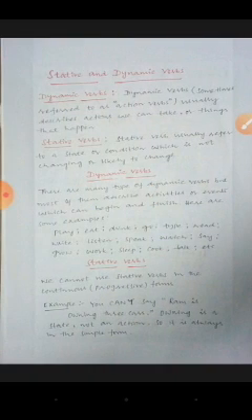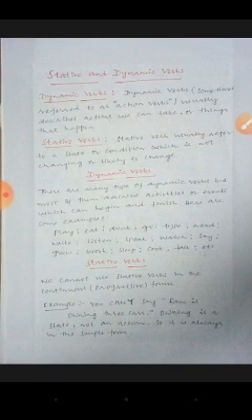Now, let us discuss stative and dynamic verbs. What do you mean by stative and dynamic verbs? Dynamic verbs, sometimes referred to as action verbs, usually describe actions we can take or things that happen. Next, stative verbs. Stative verbs usually refer to a state or condition which is not changing or likely to change.